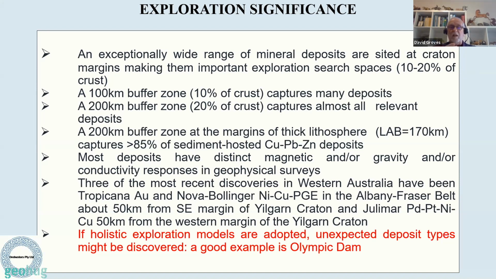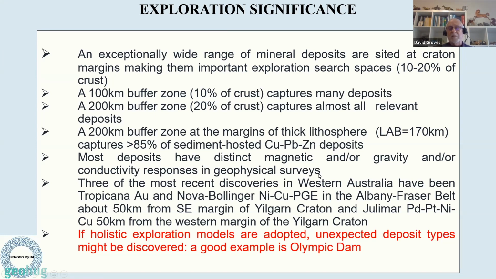Most of the deposits are magnetic. A lot of them contain magnetite. They're conductive. They contain sulfides, or they're heavy. They have gravity anomalies. So once we've got these corridors, geophysics would be a good tool to find them. I just made a note there, three of the most recent discoveries have been about 50 kilometres from the southeast margin of the Yilgarn Craton and 50 kilometres from the western margin of the Yilgarn Craton.